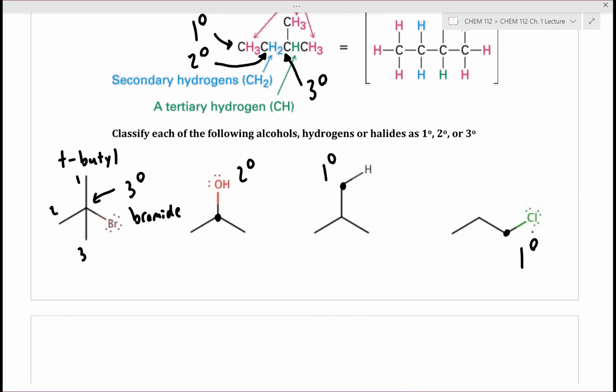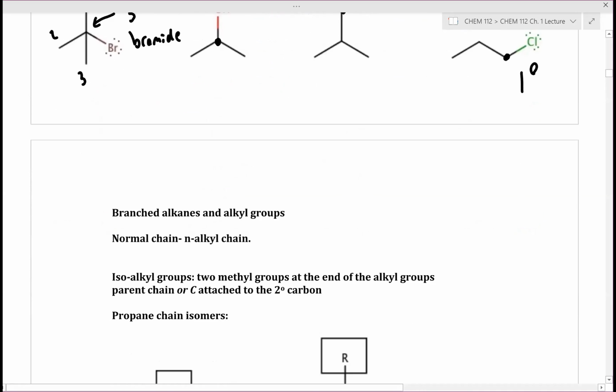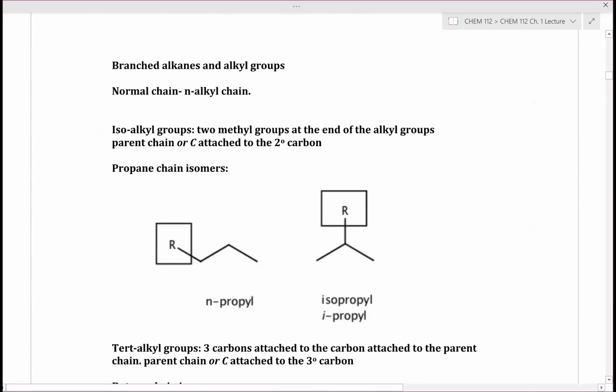Okay. Now, let's talk a little bit about branched alkyl groups. So we call the normal chain an N-alkyl chain. So the first major type of branching that we see are isoalkyl groups. In an isoalkyl group, our parent chain or carbon is attached to the secondary carbon. Okay?